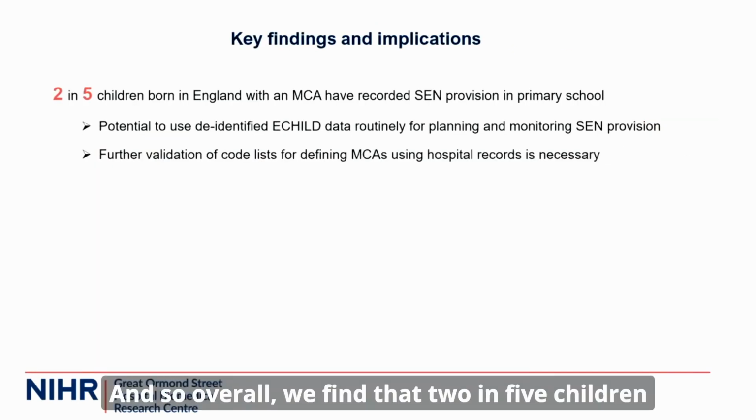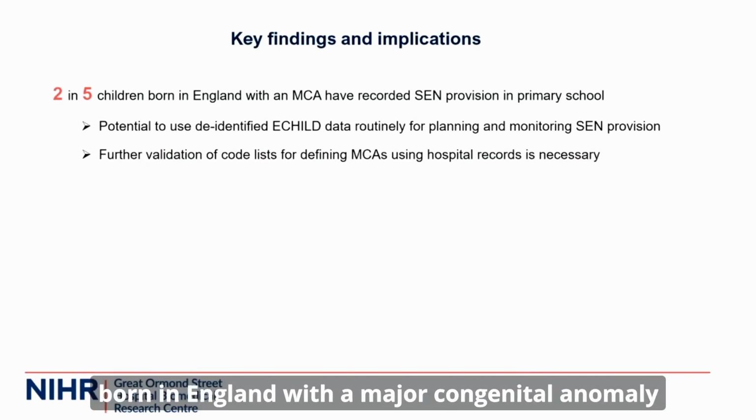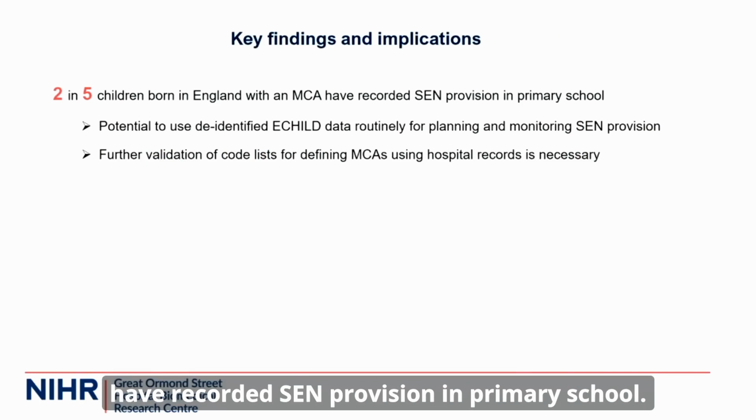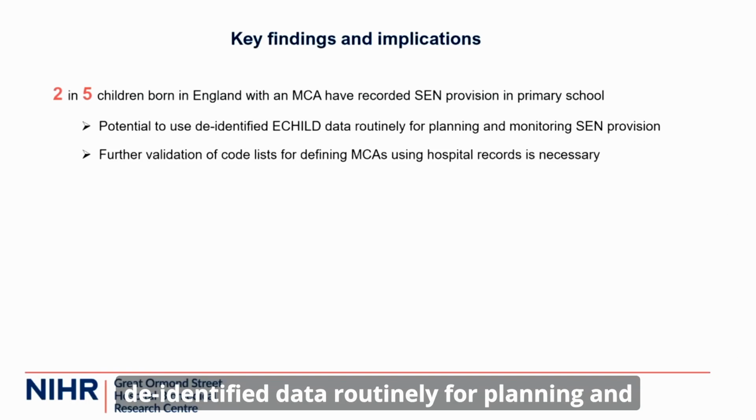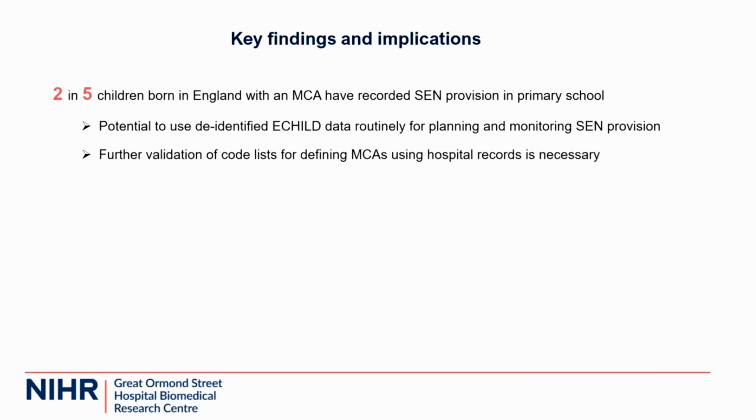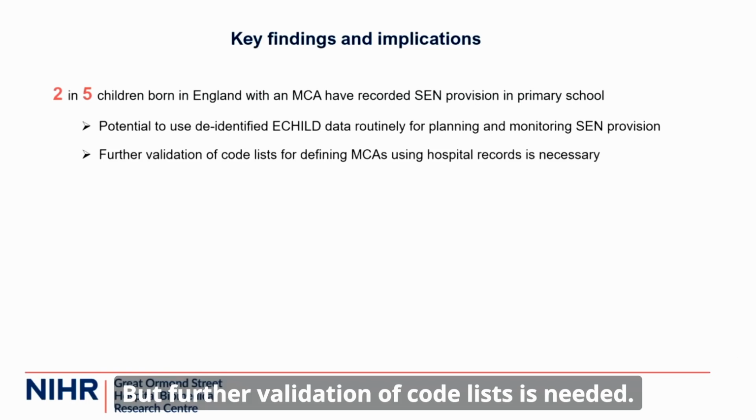So just some key implications. Overall, we find that 2 in 5 children born in England with a major congenital anomaly have recorded SEND provision in primary school. And this starts to show the potential to use this de-identified data routinely for planning and monitoring SEND provision. But further validation of code lists is needed.